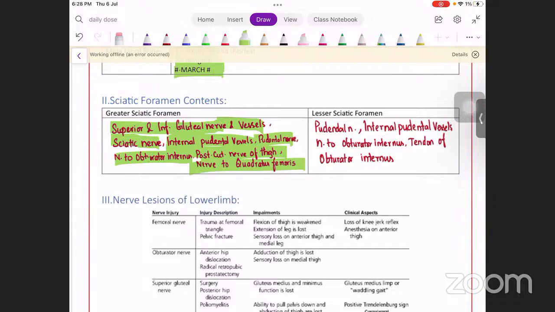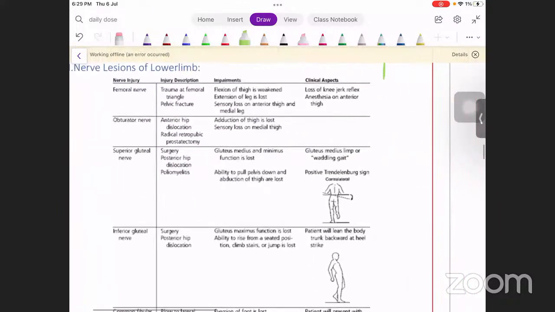And then you have the lesser sciatic foramen, where you see the pudendal nerve, internal pudendal vessel, same nerve to obturator internus, and tendon of obturator internus. Tendon of obturator internus can also pass through the lesser sciatic foramen. Okay, these are the sciatic foramen contents, people.